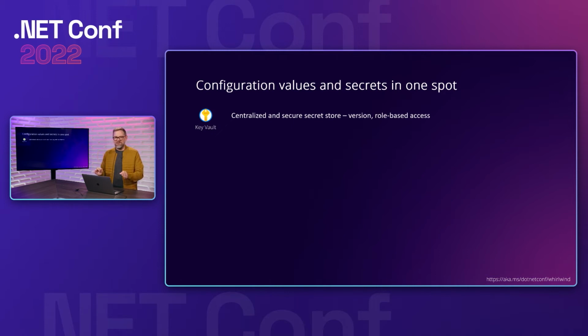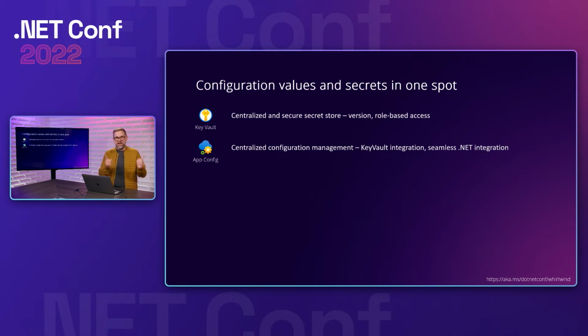You can version secrets in here. So eventually, when you leak a secret, and when I say you, I mean me, if I'm at a coffee shop and somebody's shoulder surfing and sees a connection string or something, I can version it and redo it. Role-based access to it. App Config.